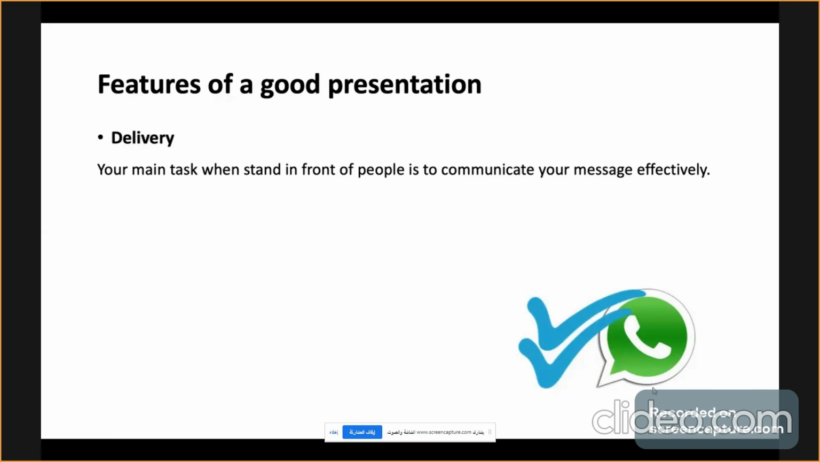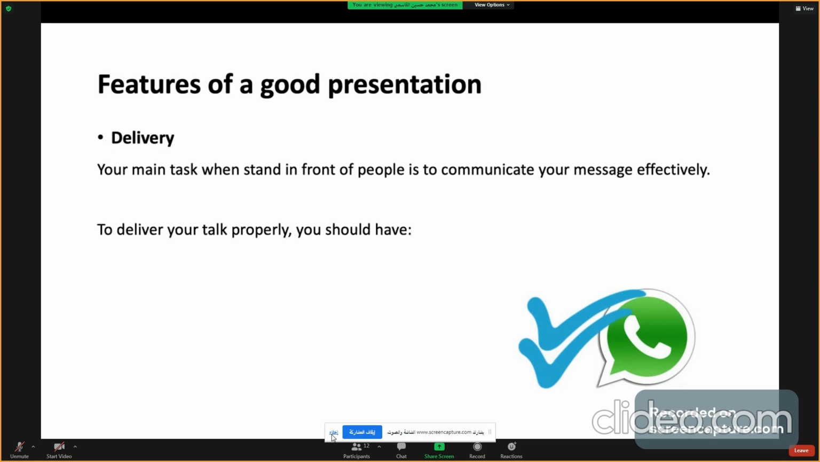Also for delivery, try to deliver your message effectively, because you are taking your time and also other people's time. So when you talk, for example, in expanded information that is not relevant to what you aim to deliver, in this case, you will not deliver your message effectively.